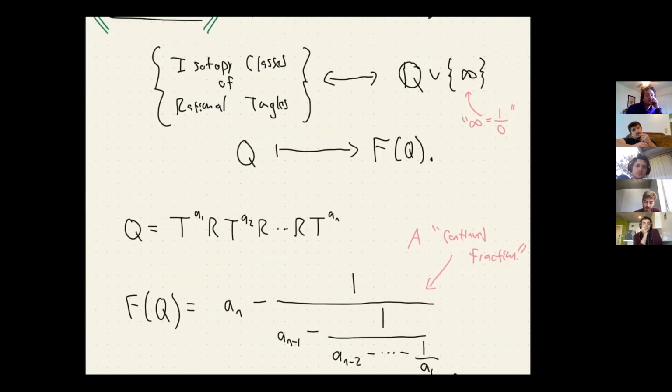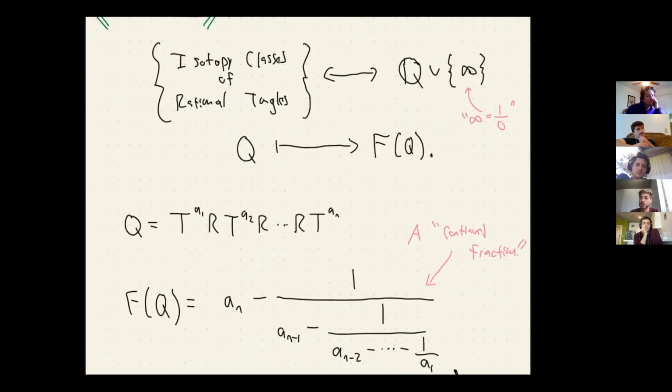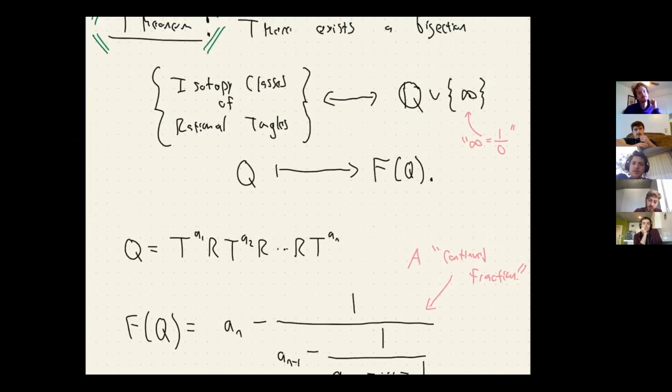Maybe I'll pause and see if anybody has any questions so far. Yeah, one small one. What gets mapped to infinity? I'm sure it's implicit in the formula you just wrote down, but. Yeah, you're asking about the tangle which gets mapped to infinity. It ends up being this one. We're going to see that this tangle maps to 0, and this tangle maps to infinity.